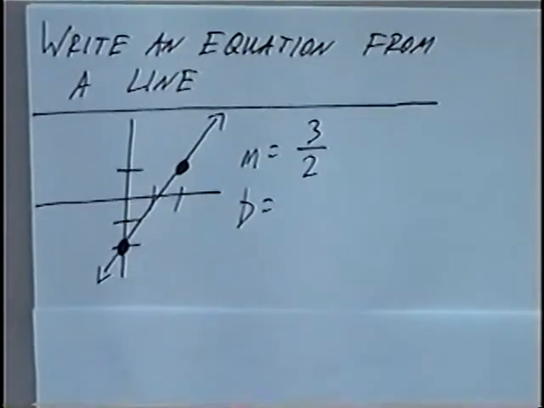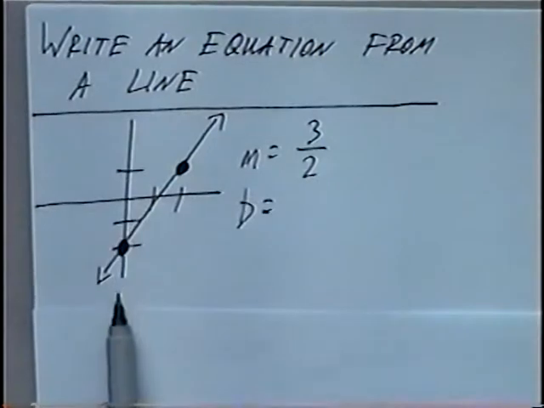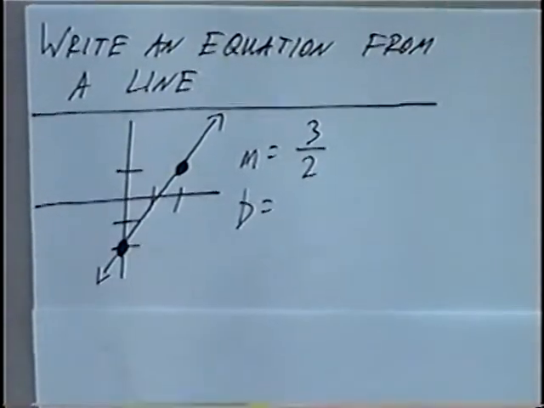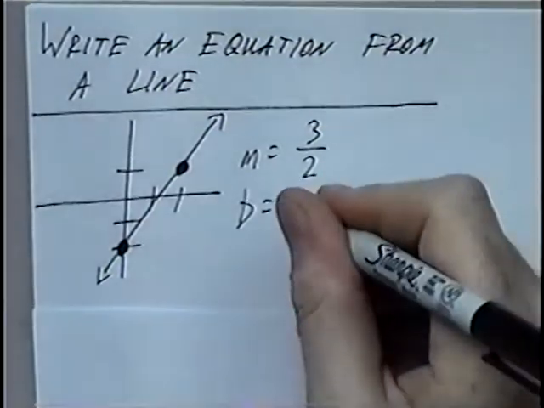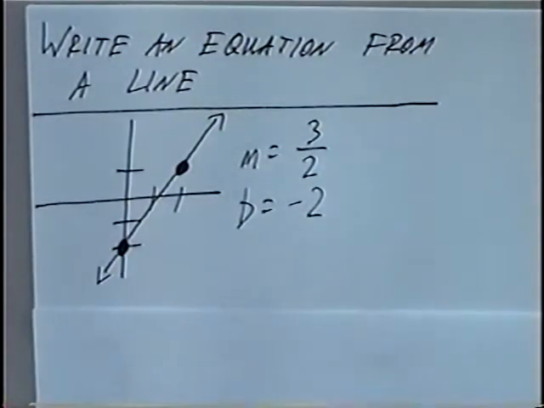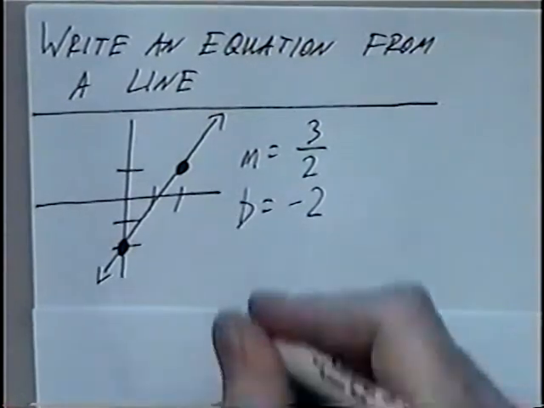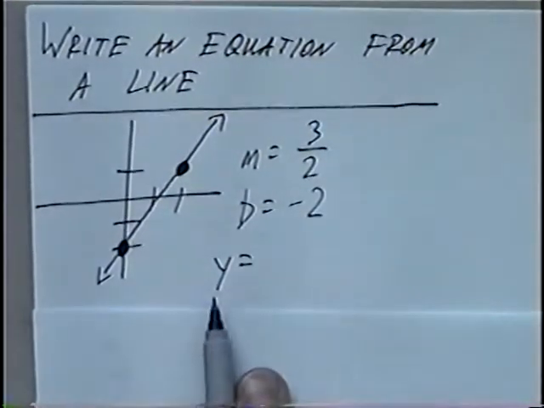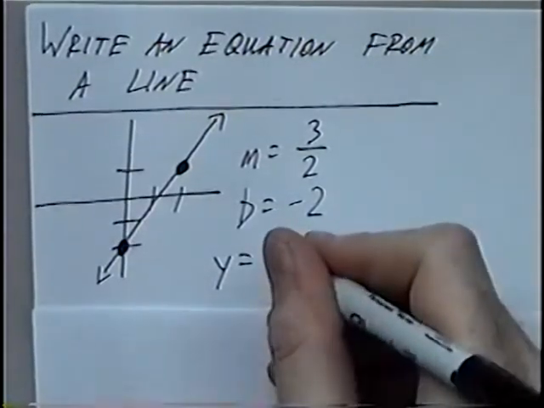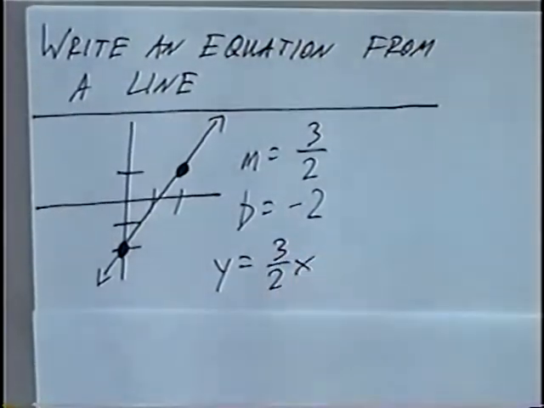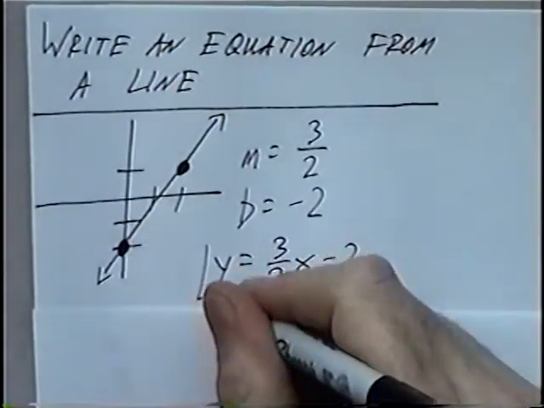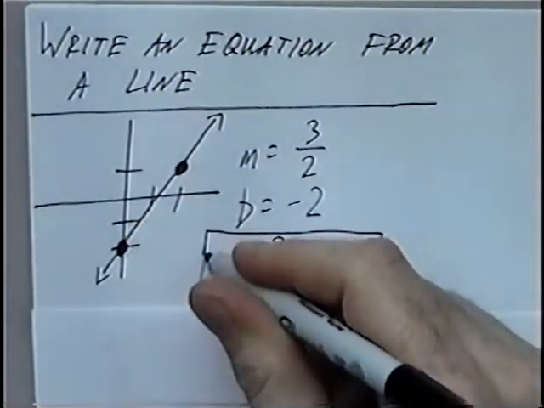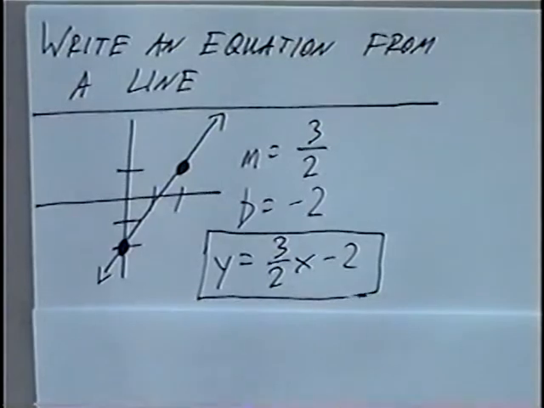B, if you remember, is the y-intercept. The y-axis is the axis that goes up and down, or vertical, in the middle. The intercept is the point at which it crosses the y-axis. This point is at y equals negative 2, so the y-intercept would be negative 2. Once we have m equals and b equals, we can write the equation in y equals mx plus b form. M is 3 over 2 x, and instead of plus b, b is a minus 2, so we'll have minus 2. So the equation of this line is y equals 3 over 2x minus 2.